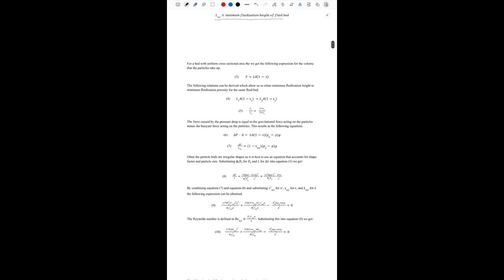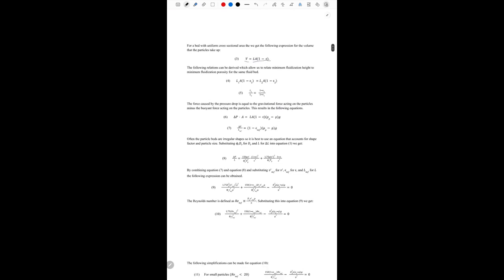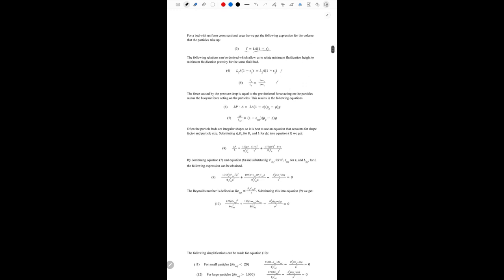And that's because of this expression here. You can relate the volume that particles take up to the height and porosity. Assuming that the volume that they take up is held constant, that allows us to derive these following two relationships. This allows us to relate two different minimum fluidization heights and fluidization porosities for a fluid bed.